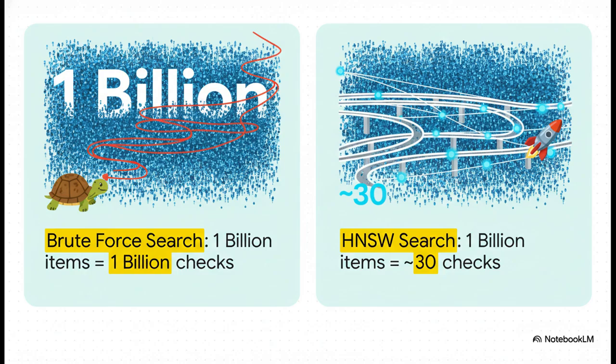And check this out. This is what that actually means in the real world. To find the closest item in a set of 1 billion, a simple search has to do 1 billion checks. HNSW can find a really good answer in about 30. That's the difference between a task that would take a computer years and one that's over before you can blink. That's not just an improvement, it's a total revolution.